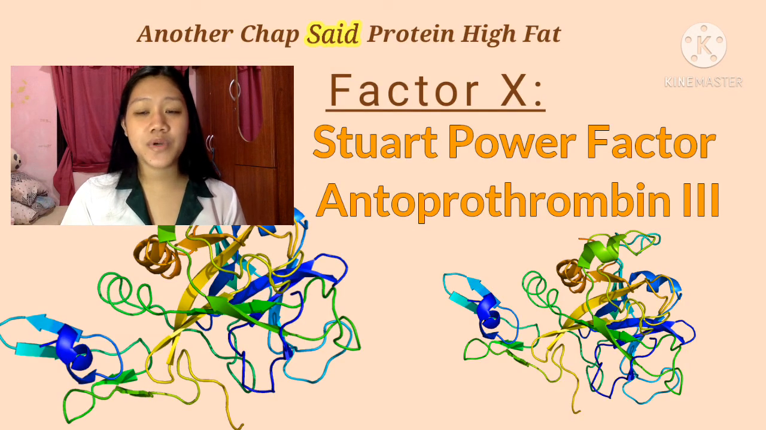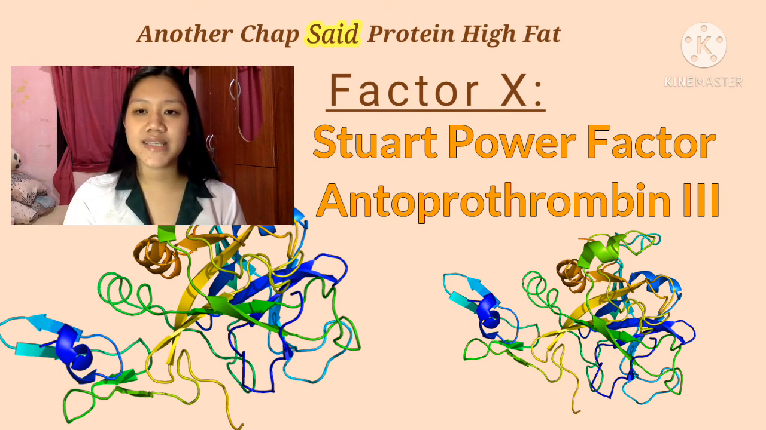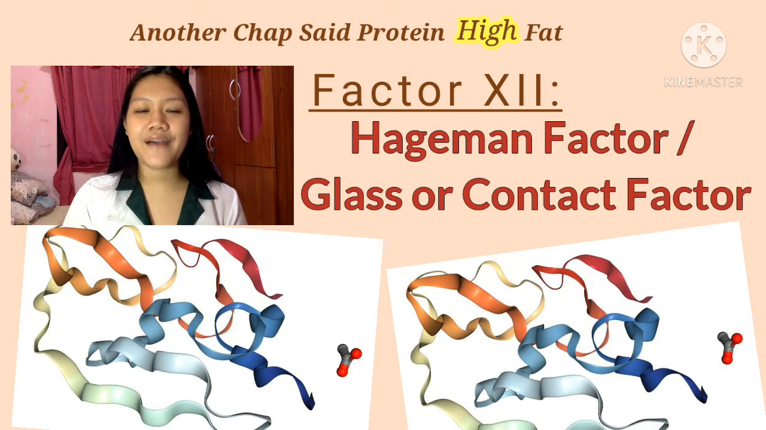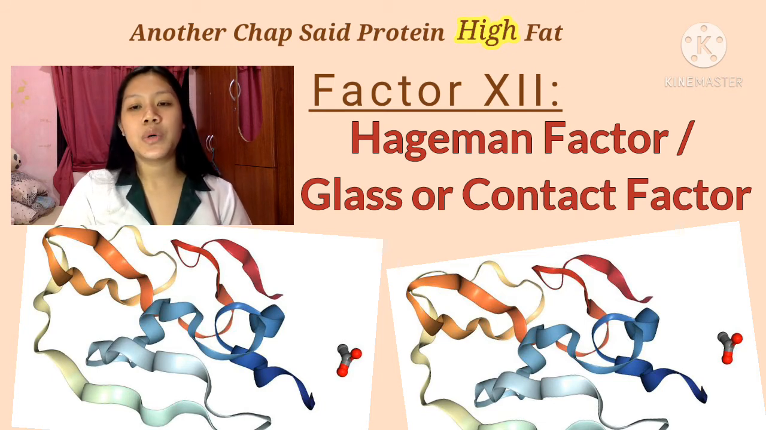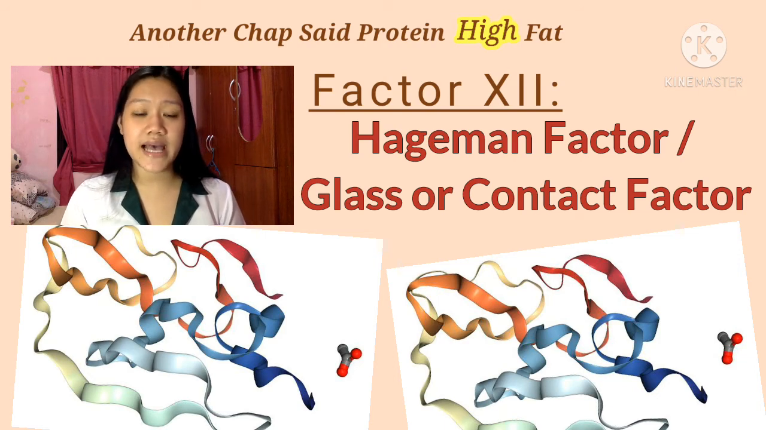Next, we have factor 10, Stuart-Prower factor or autoprothrombin 3. From the word Stuart, which has the first letter S, in our mnemonics it is called said. It also has a function as a serine protease. Now we have factor 11, which has the common name plasma thromboplastin antecedent, or PTA, and it also functions as a serine protease. Then we have factor 12, otherwise called Hageman factor, or glass or contact factor. From the word Hageman, we have the first letter H, which stands as high in our mnemonics. It also has serine protease as a function.